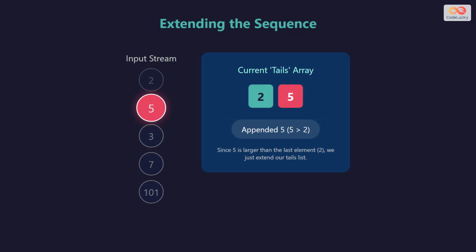Now, suppose the next number is 5. 5 is greater than 2, which is the last element in our tails list. So, we simply append 5. Our list is now 2, 5. This represents a potential increasing subsequence of length 2. We continue this process using binary search to efficiently find the replacement spot for any number that does not extend the list.